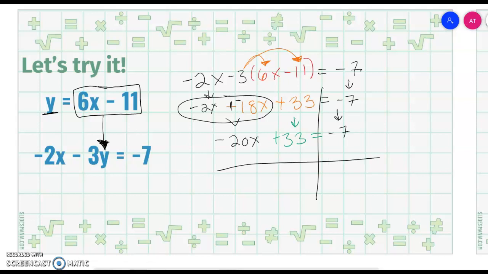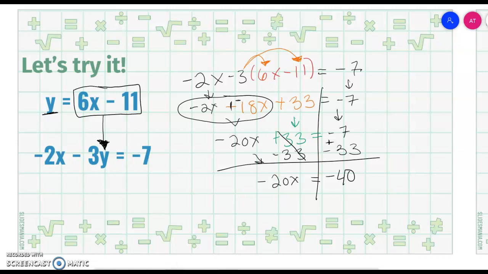So, again, solving for x, is x by itself? Nope. So we're going to kick the 33 out and move it to the other side. Positive 33 minus the 33 is going to cancel. On the left side, I'm going to be left with negative 20x equals a negative 7, and a negative 33 is going to be more negative, so I'm going to get negative 40.